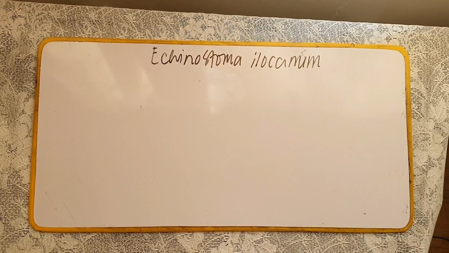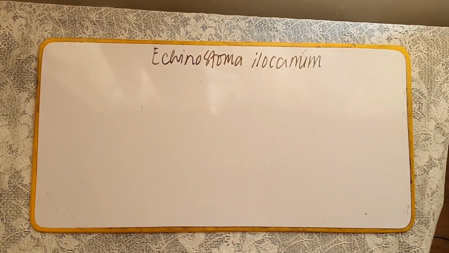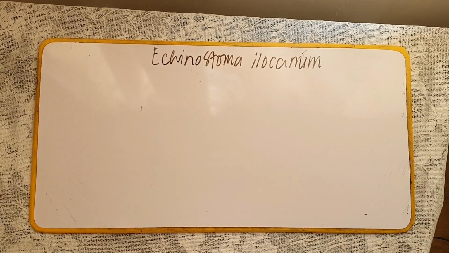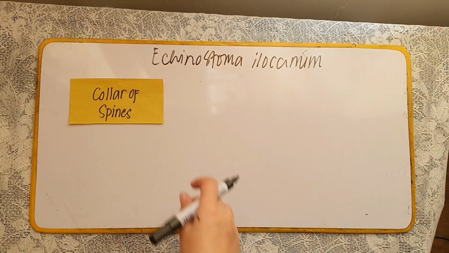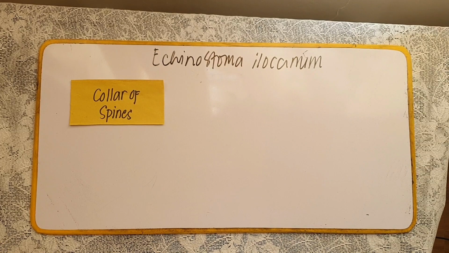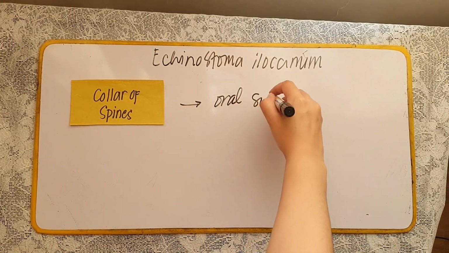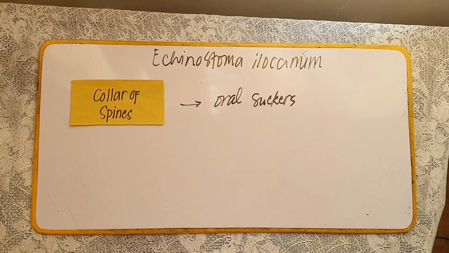Okay, and then next we have your Echinostoma ilocanum, also known as your Garrison's intestinal fluke. These are digenetic trematodes characterized by a collar of spines that are usually located around their oral suckers. Now, there are several species that can infect humans. There are 2 species that have been documented here in the Philippines.